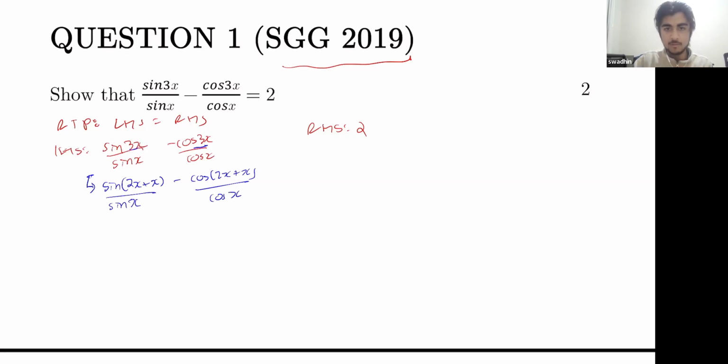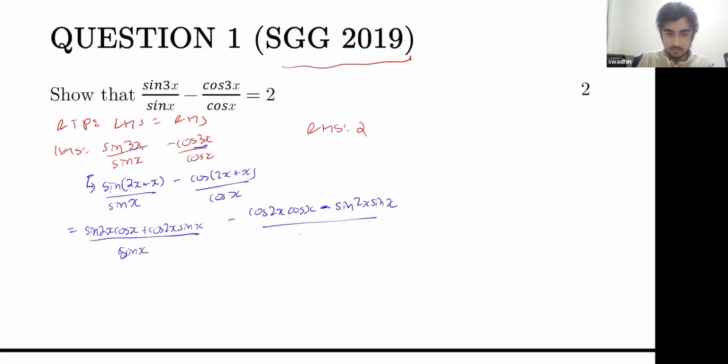Now using our trigonometric way of expanding it, yeah, that's right, of expanding it out, using the trigonometric angle sum formulas, we obtain this one. And remember, for cosine, it's going to be cos 2x cos x, minus sine 2x sine x. This over sine x, and this over cosine of x.